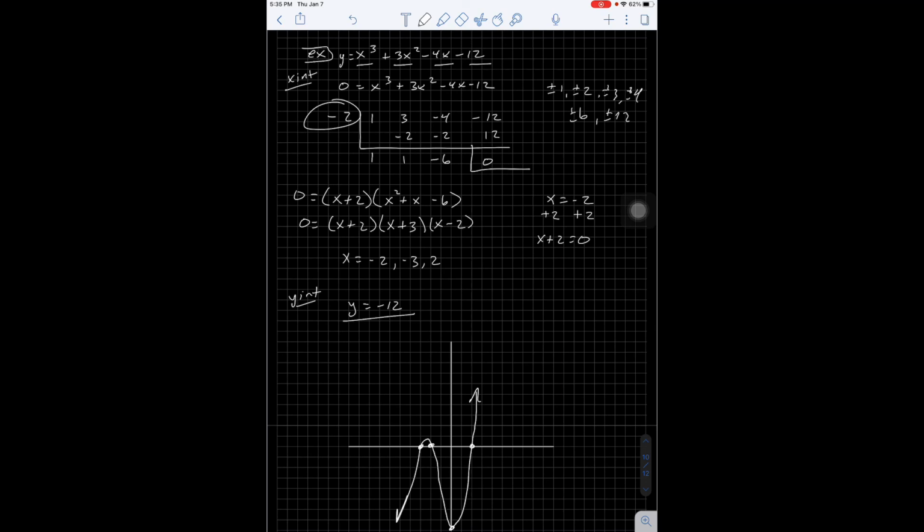You can now factor anything you want with all the methods you have. Now you can still use grouping. You can still use greatest common factor. I would definitely look for those first. But then if those don't work, if they're not available, then I jump to synthetic division.